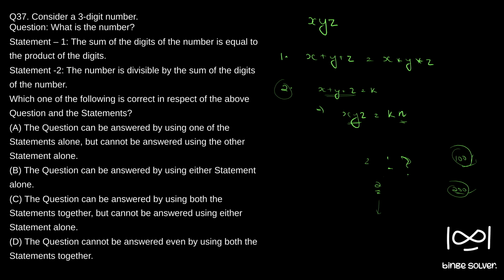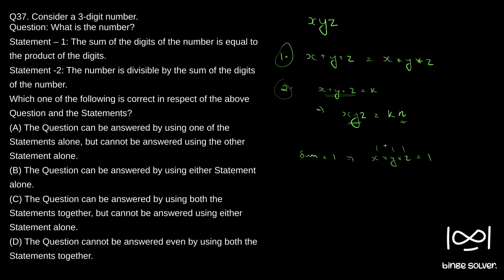Now we will think about statements 1 and 2 together. We'll see whether statements 1 and 2 together will help us to find the number. When we think x plus y plus z is equal to xyz, can the sum be 1? No, since when 1 and 2 are together, if the sum is 1, that implies x into y into z is equal to 1. The only possibility is 1 1 1.